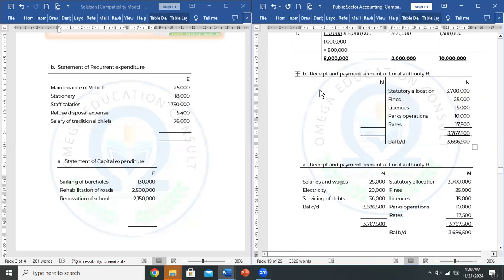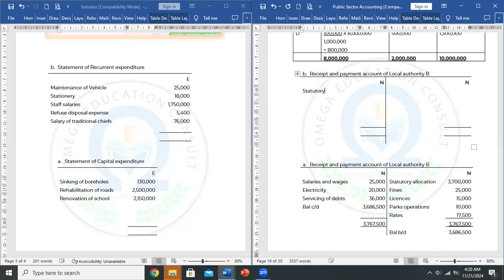So they received, first of all, how much was due them from the statutory allocation. Okay, 3,700,000. And they also received some fines, some licenses, and then some park operations fees. And then they also got some rates or some tax. I'm sure some property rates.